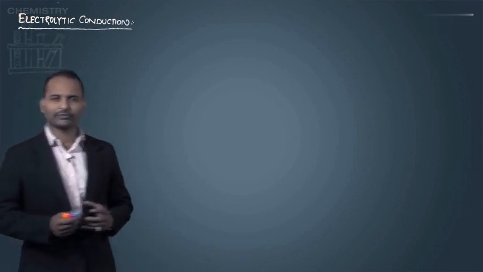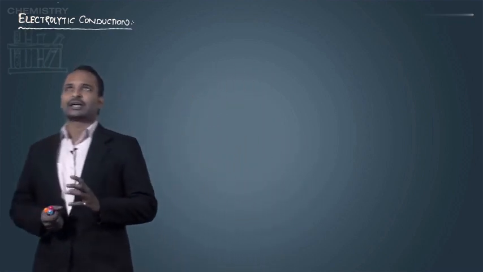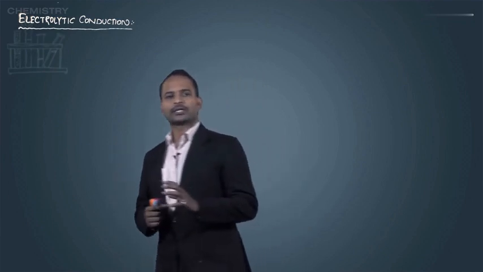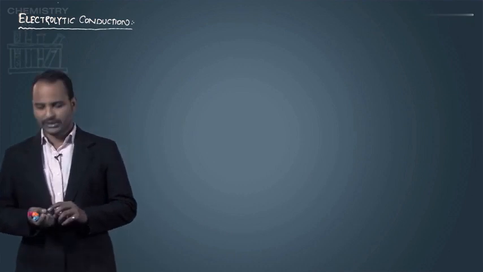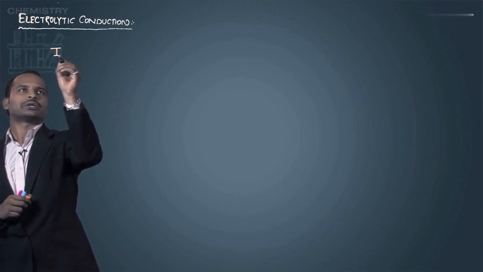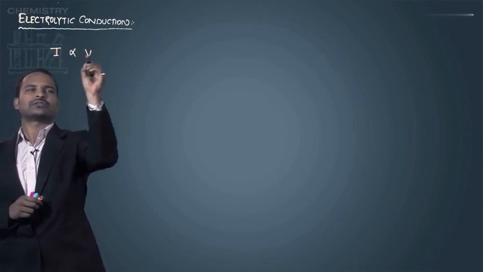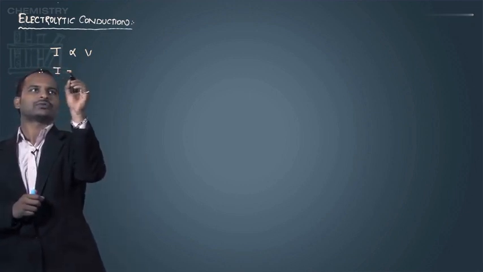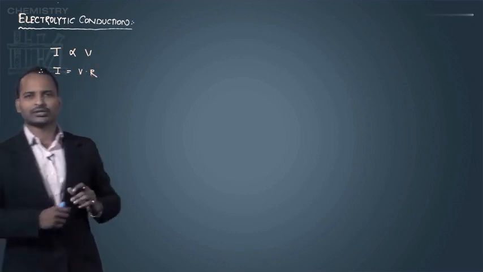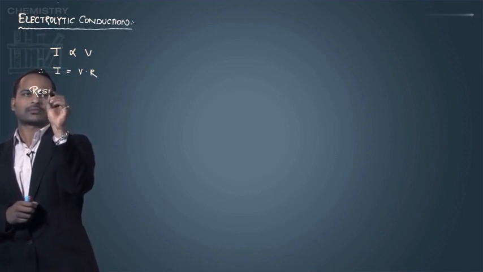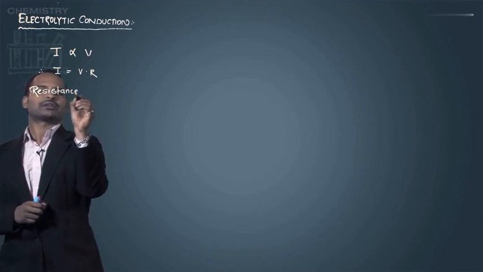Next we have electrolytic conduction. Electrolytic conduction means now we are going to learn about the different terms related to the conductivity of the solution or the electrolyte. As I said, in this chapter we are learning only about the electrolytic conductor, not the metallic, because in a metallic conductor no chemical reaction takes place. We have learned about Ohm's law, according to which the current flowing through a conductor is directly proportional to the potential difference across the conductor. So we can write I is equal to V into R, where R is a constant, and R stands for resistance.